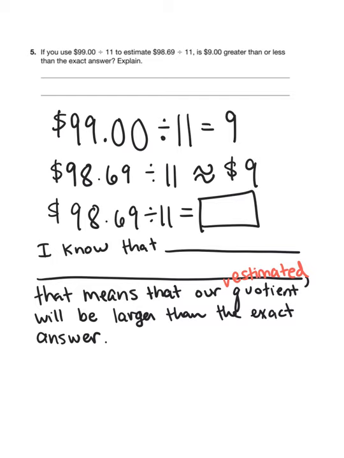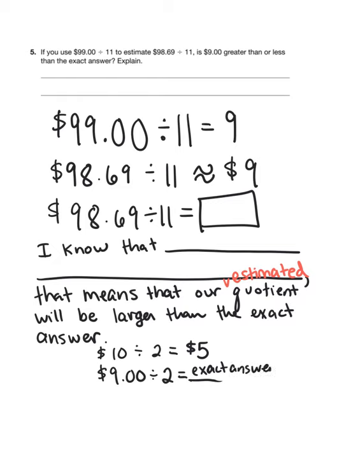Now, one way you can also reason through this is by changing these numbers to smaller, more manageable numbers. Like if you imagine that instead of $99, let's just say that you have $9 to share with 2 friends. And in order to figure that out, you just round it up to $10 divided by 2 friends. And you know that's $5 for each friend. Now, when you divide $9 by 2, will your exact answer be less or greater than your estimated answer?